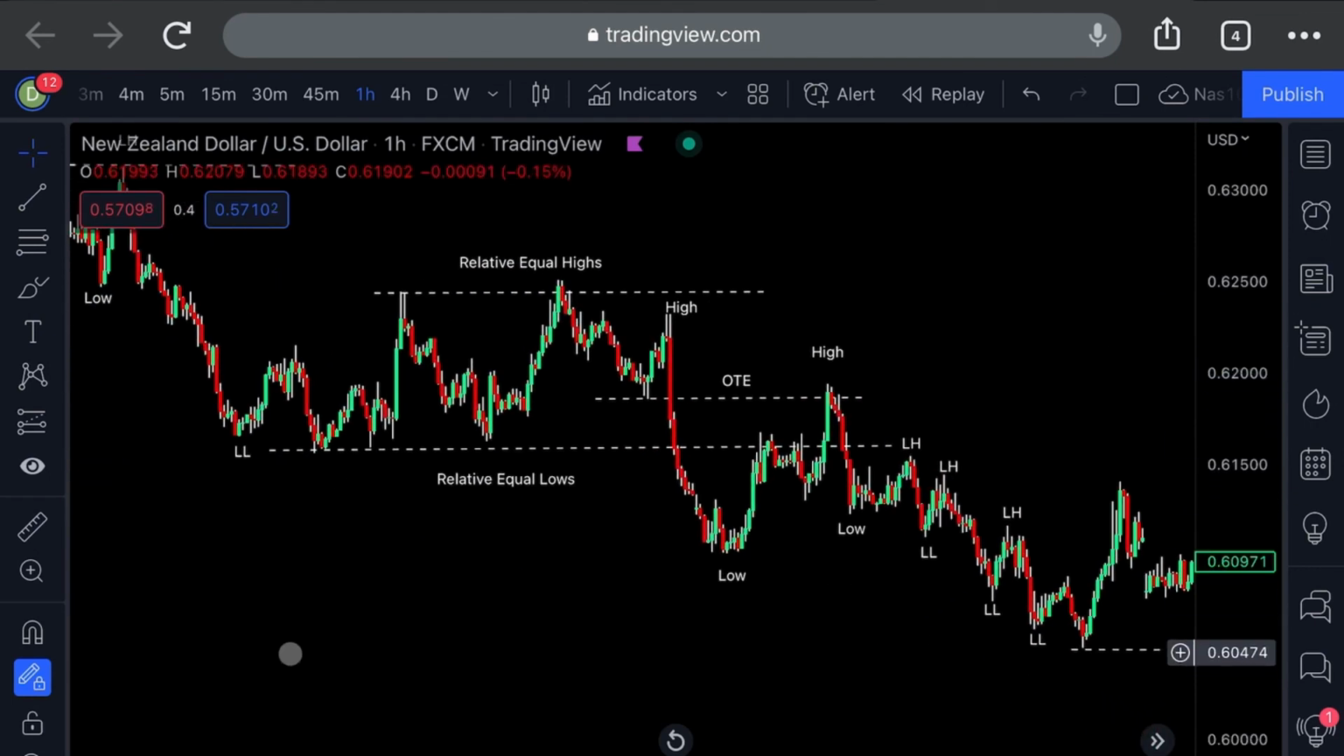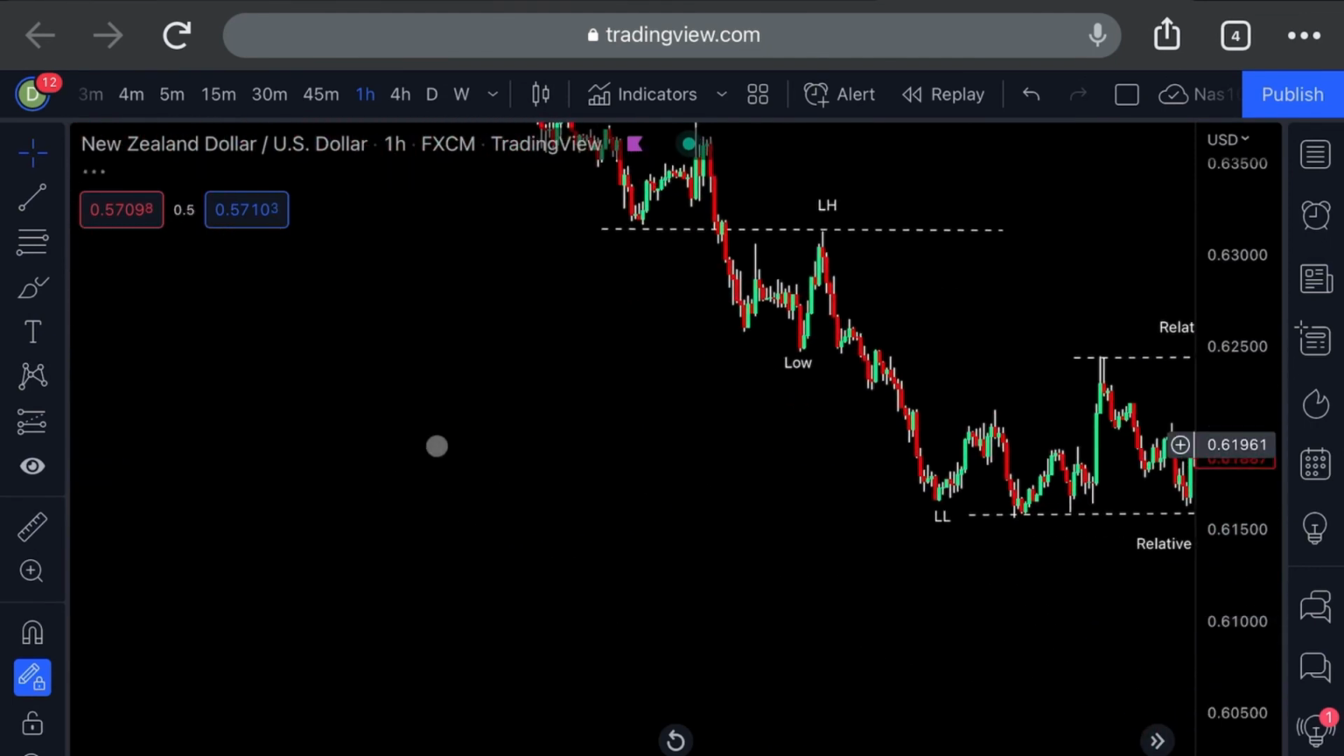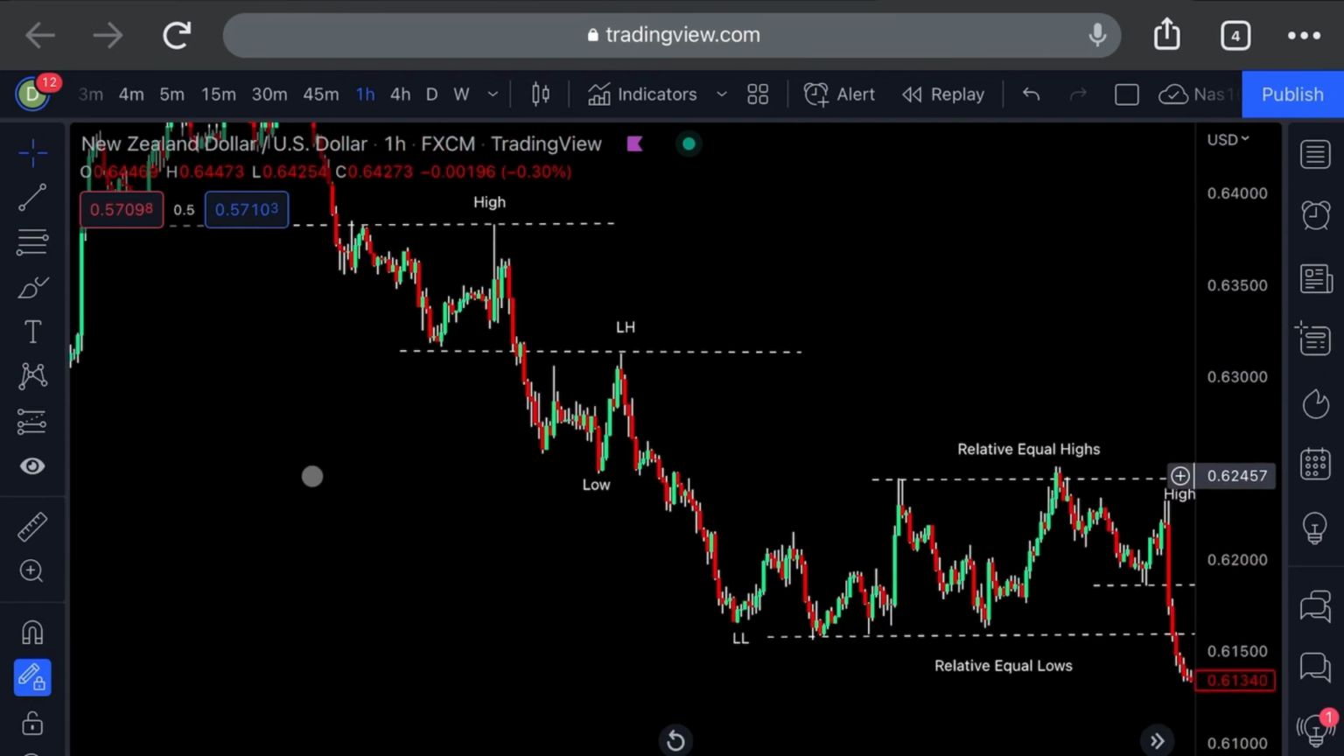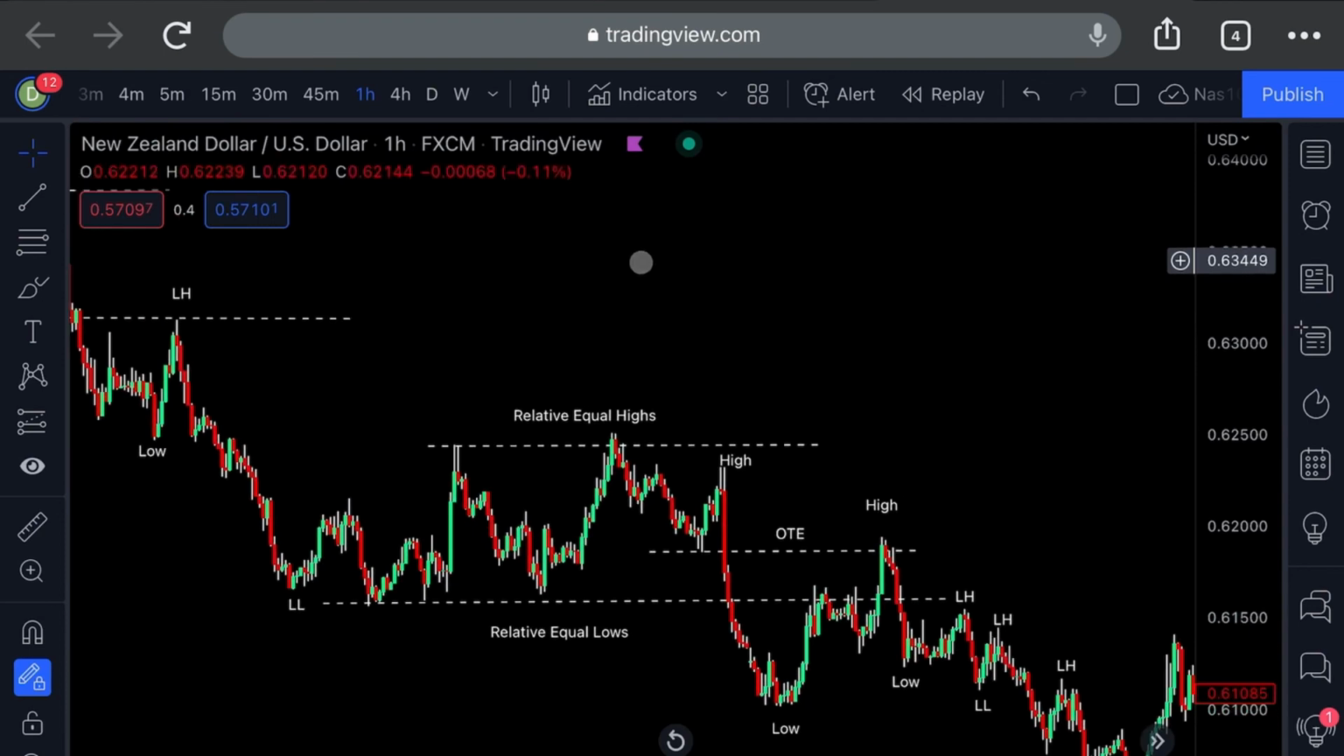Any market that you look at, whether it's a forex pair, a metal, indices, options, market structure is universal on every single market. Once you understand market structure and have your psychology in check, you will become a monster at trading.